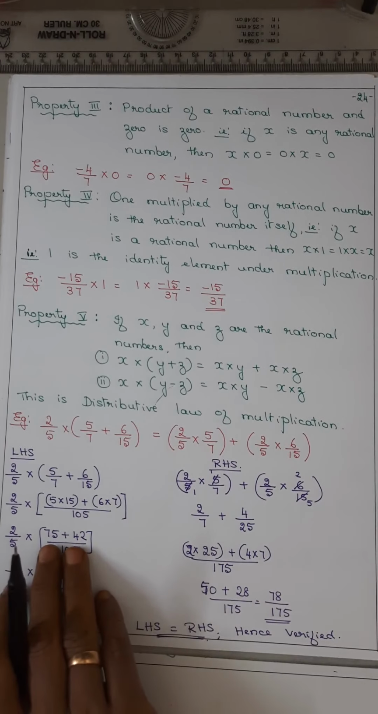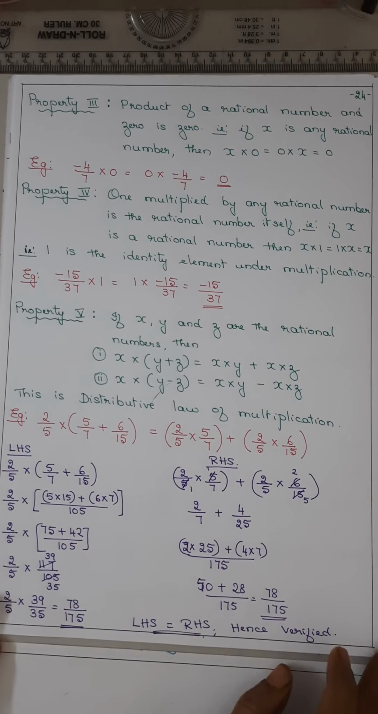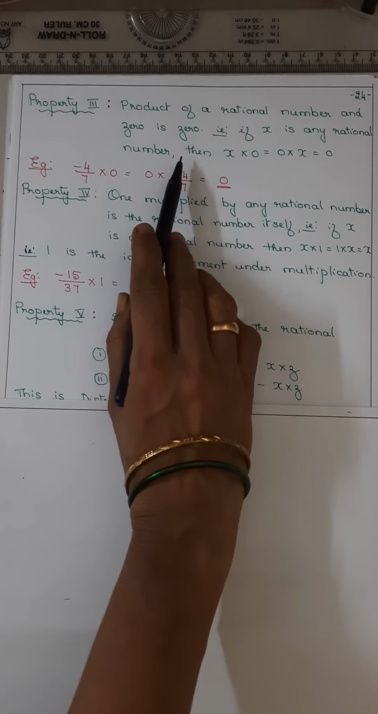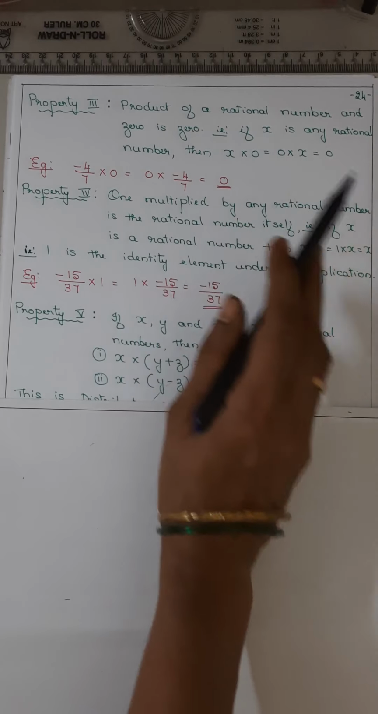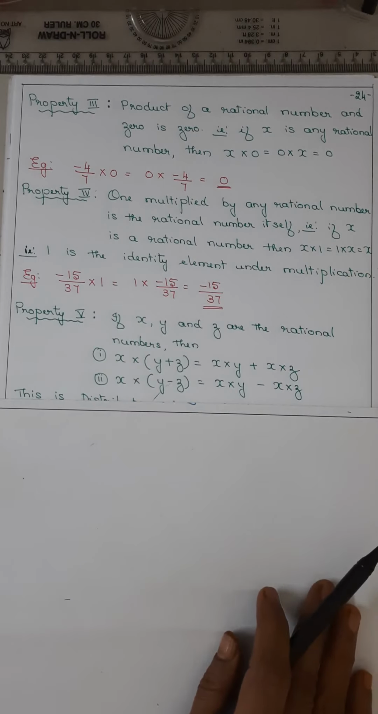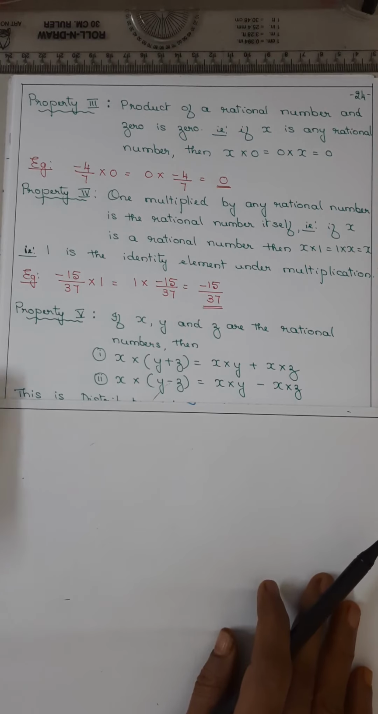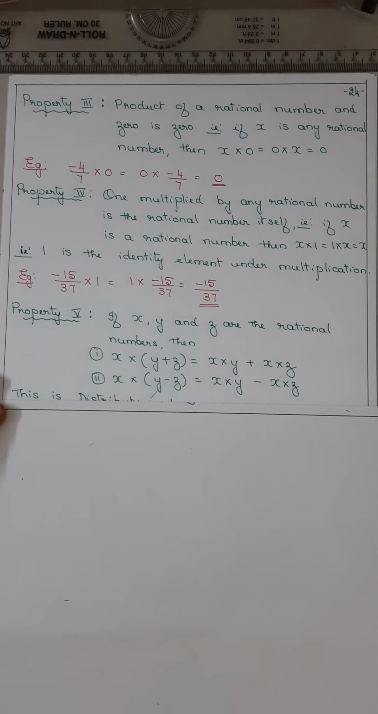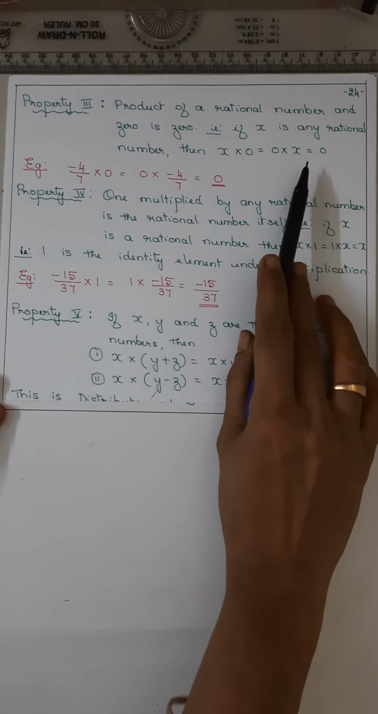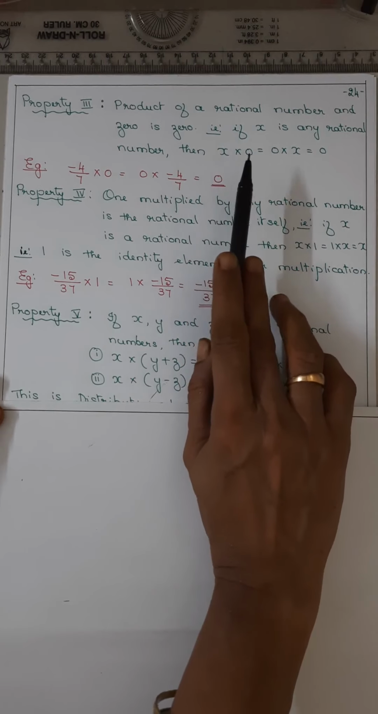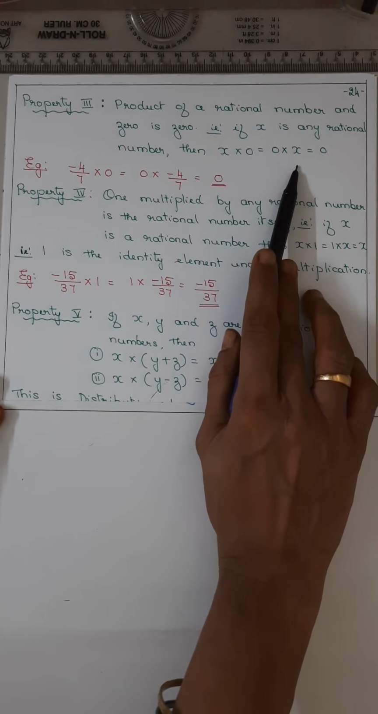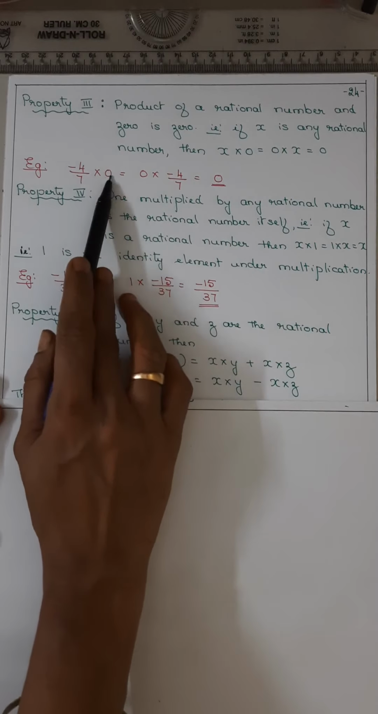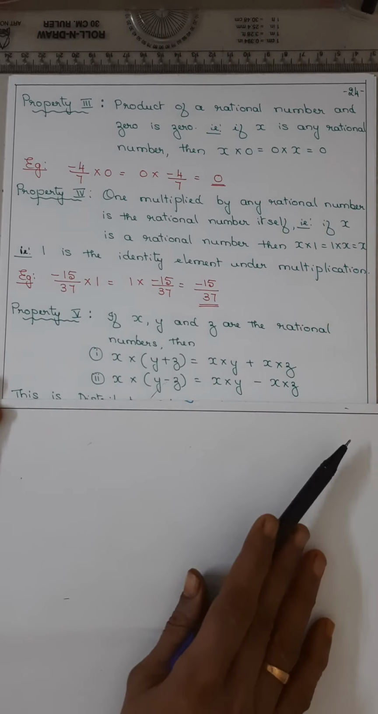Now coming to property 3. The product of a rational number and 0 is always 0. Any number multiplied by 0 will be 0. So it is true for rational numbers also. If x is any rational number, then x into 0 is equal to 0 into x is equal to 0. So any rational number into 0 is 0.